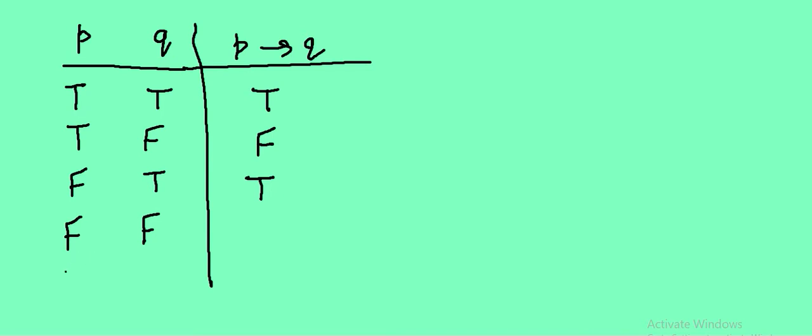And here in the last case, if P is false and Q is false, then the whole statement will be true, not false, because P is false, so it implies that the whole statement is true. So you need to understand this concept carefully, and it is also known as P implies Q.